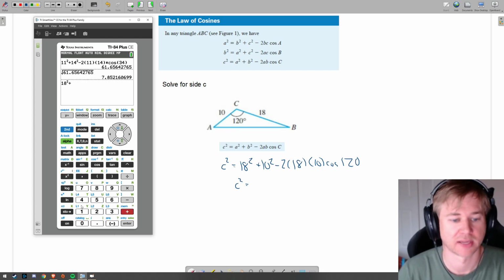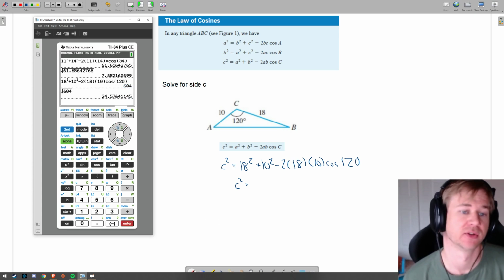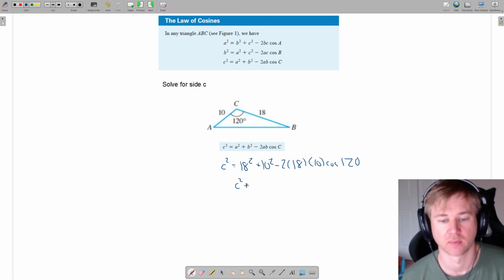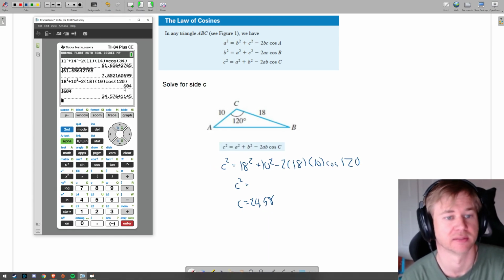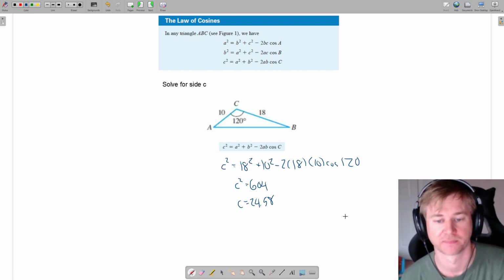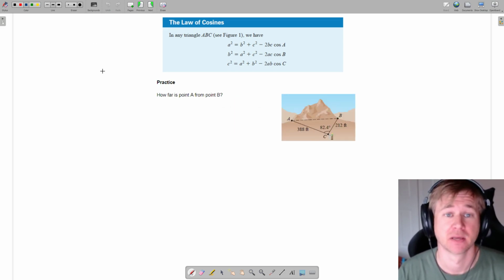18 squared plus 10 squared minus 2 times 18 times 10 times cosine 120. Again, make sure you're in degrees. Okay, so that's C squared, 604. Square root of 604 is 24.576, which will round to 24.58. So C is 24.58. Okay, that's your missing side. So if we're just finding sides, you are just typing it into the calculator. Real nice, you've got the formulas in front of you. Let's do one more.